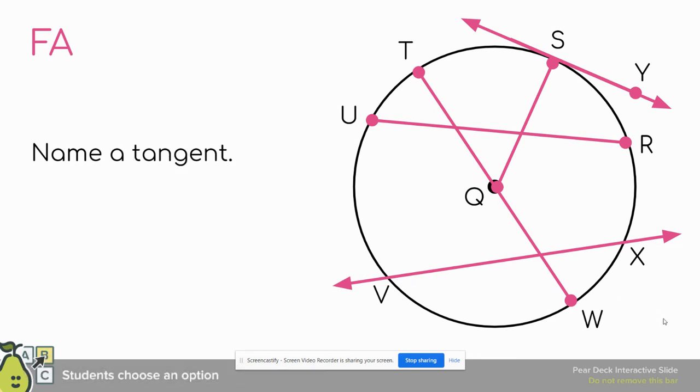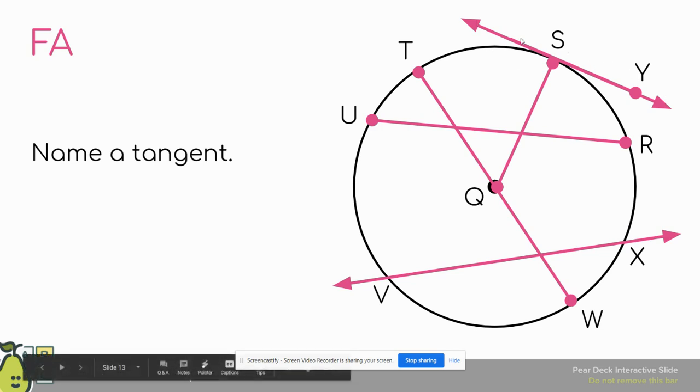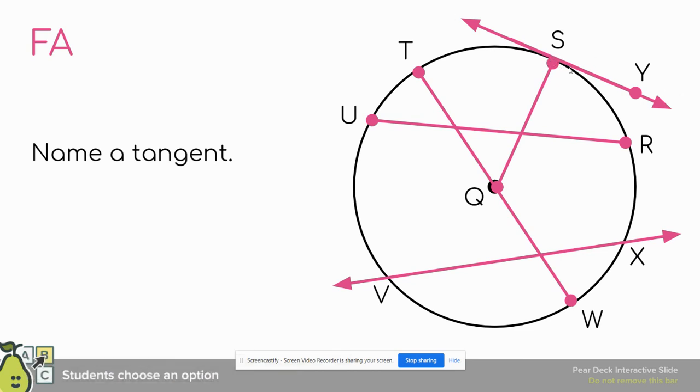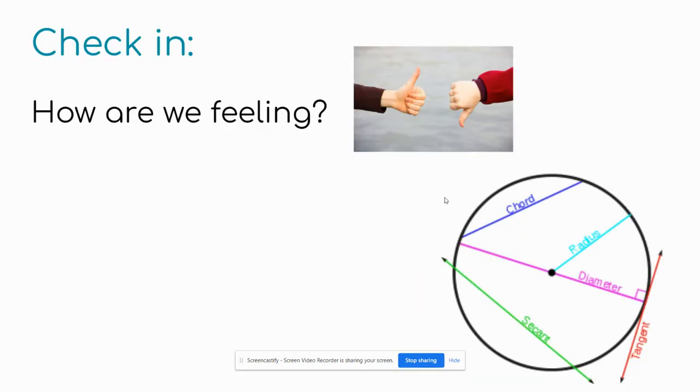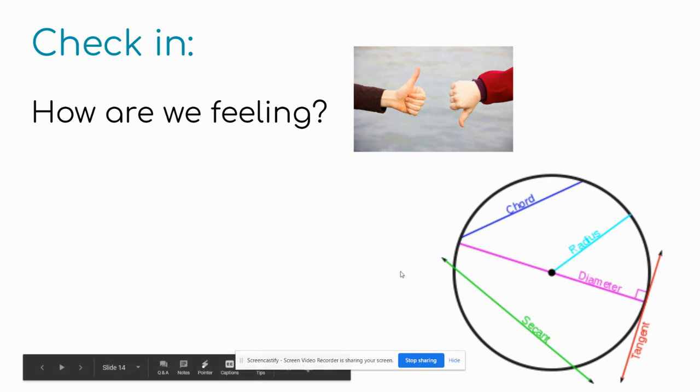Now try to find a tangent. All right, you should have chosen this guy up here, SY. Tangents, remember, only cross 1 time. They have arrows. This point right here, S, would be the point of tangency. Remember, SQ and SY would be perpendicular. This would be a right angle. So those are all the lines in a circle. Here's a little diagram showing them all.